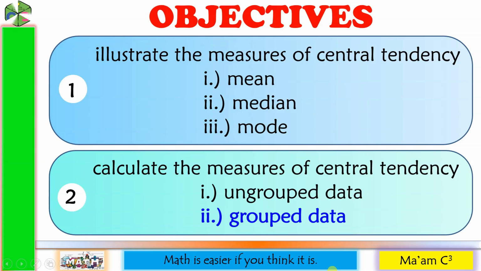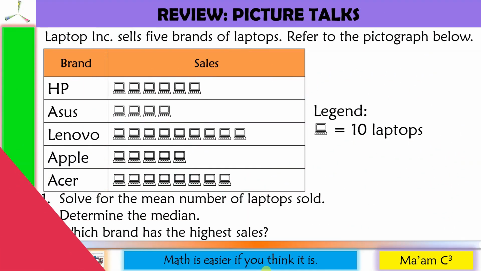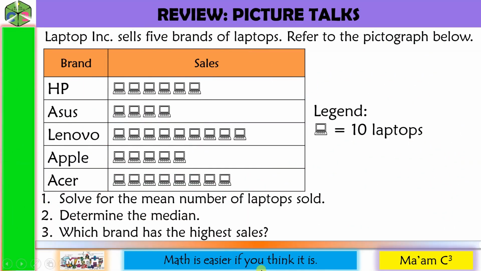Our objectives in this lesson are to illustrate the measures of central tendency and calculate the measures of central tendency for group data. Let's have a quick review of our previous lesson. Laptop Inc. sells 5 brands of laptops. Refer to the pictograph below. Each picture of laptop here is equal to 10 laptops.